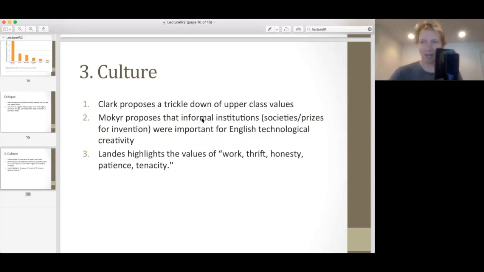People's hobby is messing around with science experiments, and so this leads to a culture of invention and growth. You think maybe if everyone's hobby was 3D printing or messing around with robotics, that would translate into an overall growth of the economy. That's what Mokyr is saying.